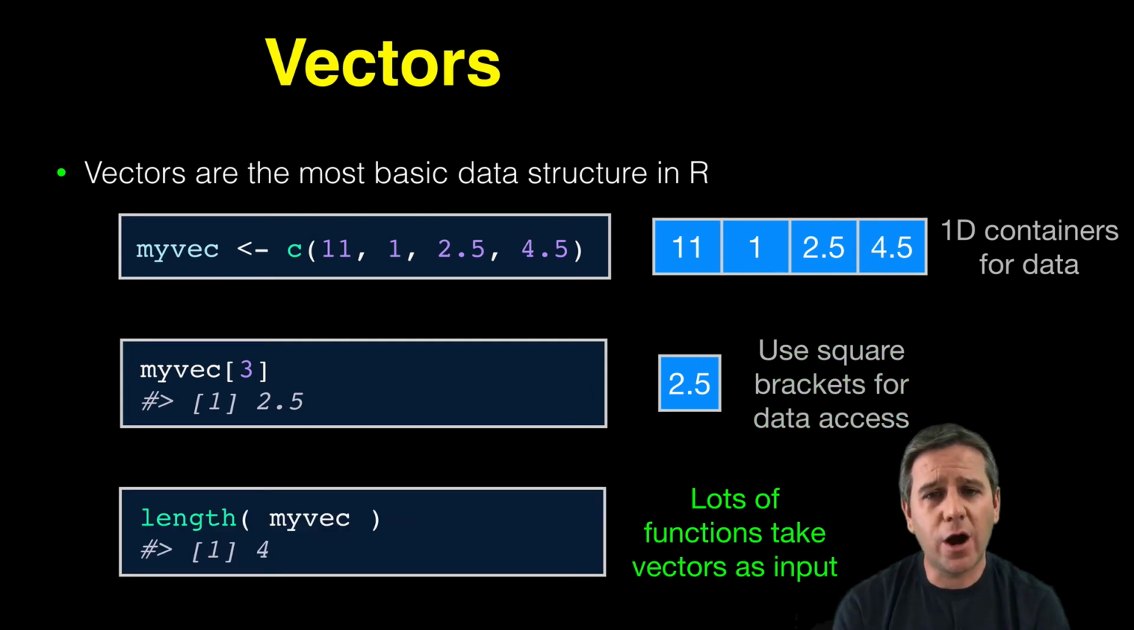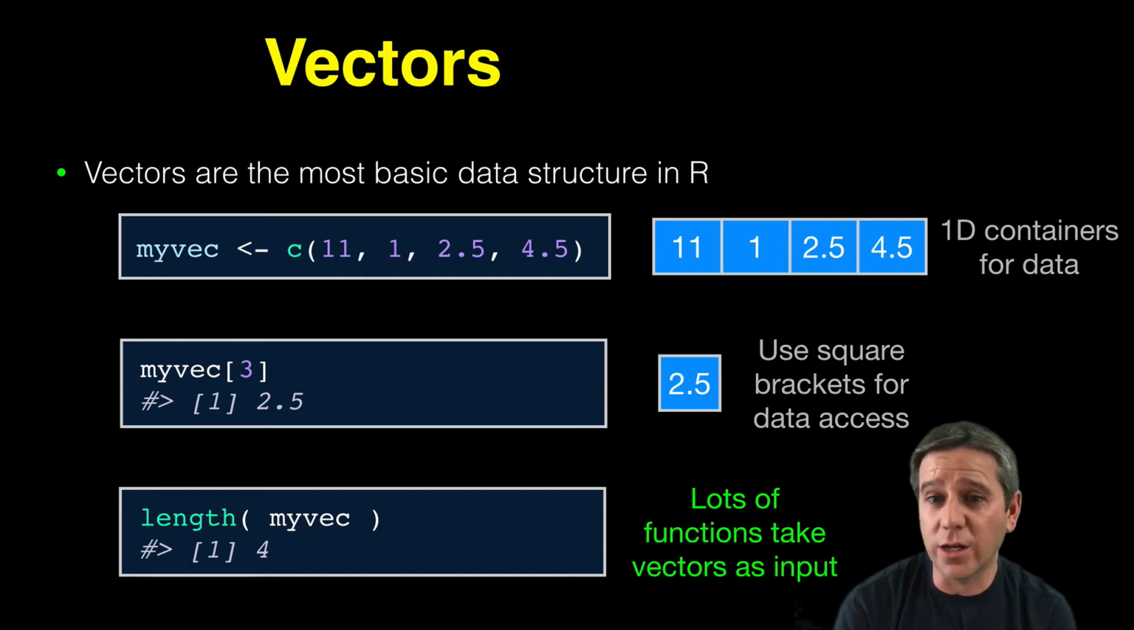Now, there are lots and lots of functions that take vectors as inputs. For example, here's one. I'm calling the length function on that input vector, and it'll tell me how many elements are in the vector, or in other words, how long it is. How many little buckets there are in it. In this case, it's of length 4. There were 4 entries in this vector.